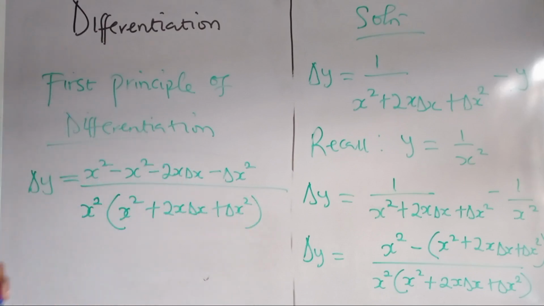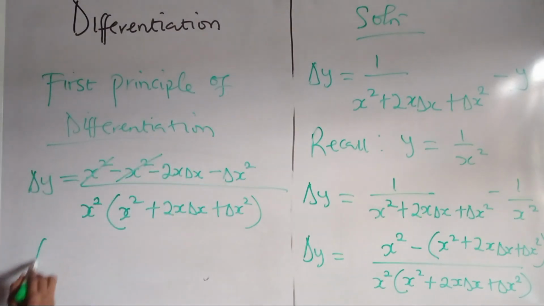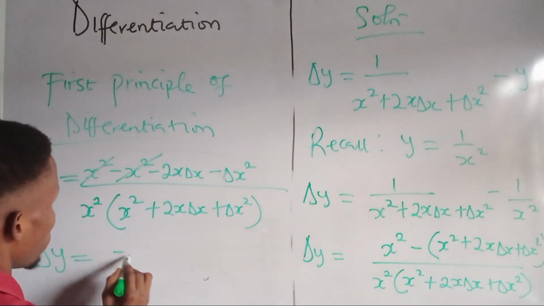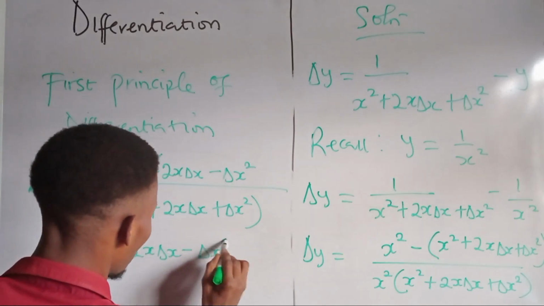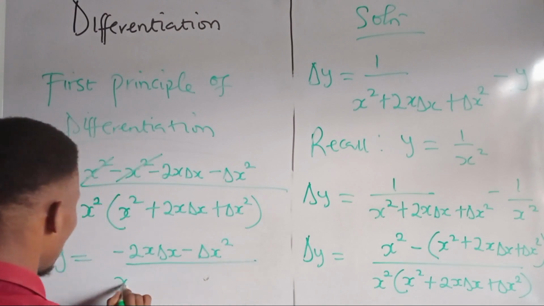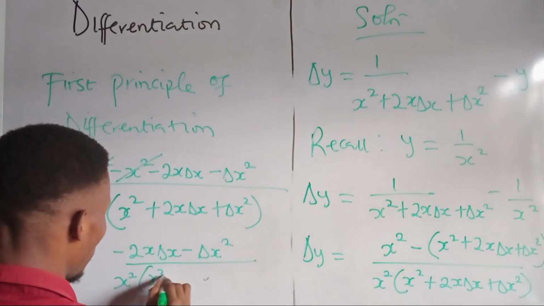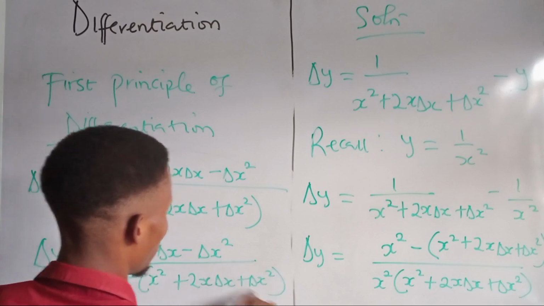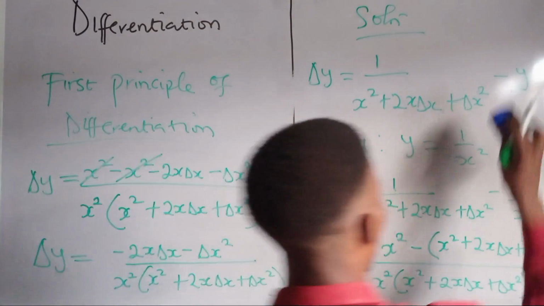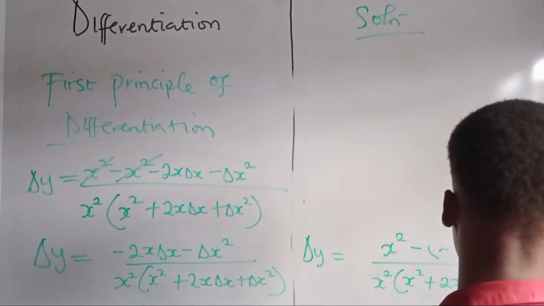Okay, so if you look at the numerator, you can bear with me that this can go against this, and we'll have change in y is equal to minus 2s change in x minus change in s squared, all divided by what we have here, which is s squared, then bracket s squared plus 2s change in s plus change in s squared. Okay, so now let's go by solving further to get our last answer.